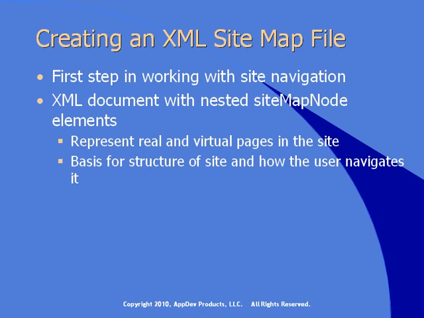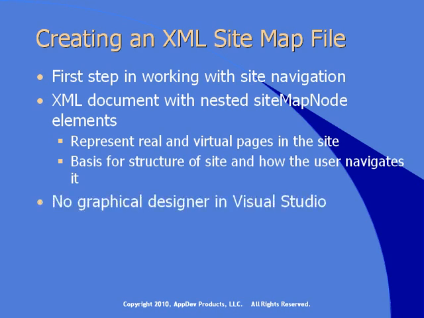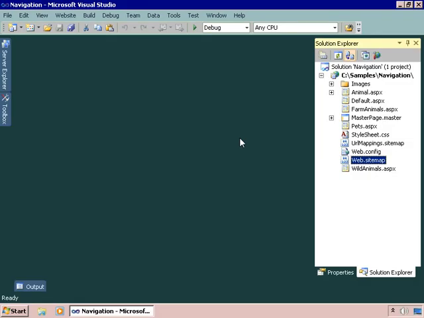Now, the sitemap file consists of fairly straightforward XML. It defines the site structure through nested node elements, as I mentioned. Somewhat surprisingly, there's no graphical designer in Visual Studio. It's really a rather odd omission. But fortunately, the XML that you have to write is pretty straightforward and simple. There aren't many attributes, and there's some optional attributes, but it's pretty easy XML to develop. So let's take a look at how the sitemap works and how it looks within Visual Studio. I'll go ahead and open the web.sitemap file in the example navigation website.